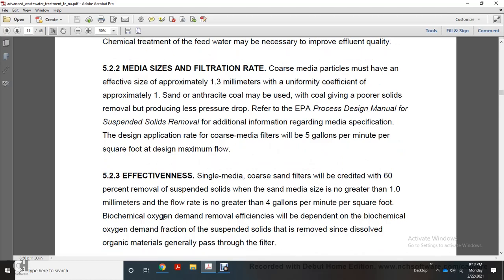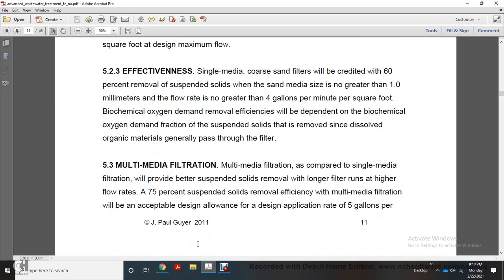Effectiveness. Single media coarse sand filters are credited with up to 60% removal of suspended solids. Media size no greater than 1.0 millimeters. Flow rate no greater than 4 gallons per minute per square foot. Biochemical oxygen demand removal efficiency is dependent on the biochemical oxygen demand fraction of the suspended solids removed, since the dissolved organic materials generally pass through the filter.